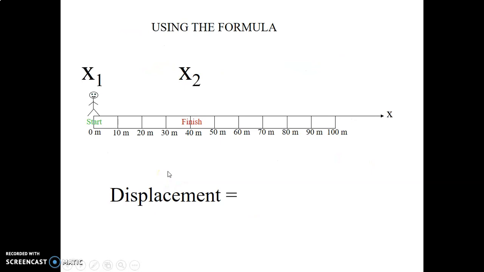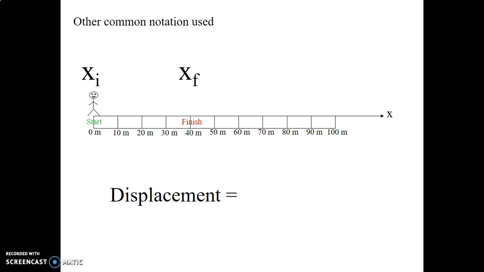Okay, so again, using the formula, x1 means the initial position, x2 means the final position, and the displacement is x2 minus x1, so it's going to be 40 minus 0, which would be 40 meters. Now, some other notation that you might see: instead of using x1 for initial, you might see xi for initial and xf for final position instead of x2. Hopefully that won't throw you for a loop.